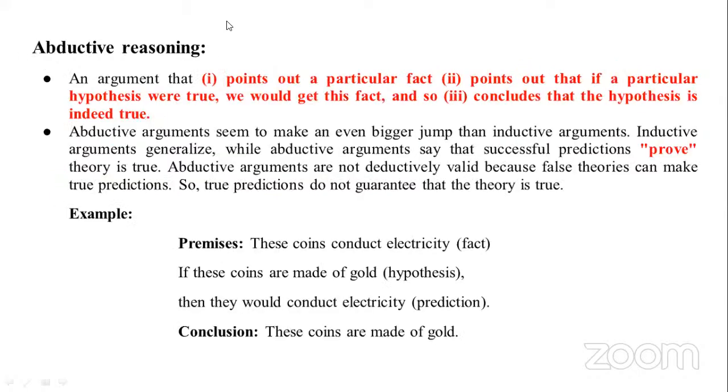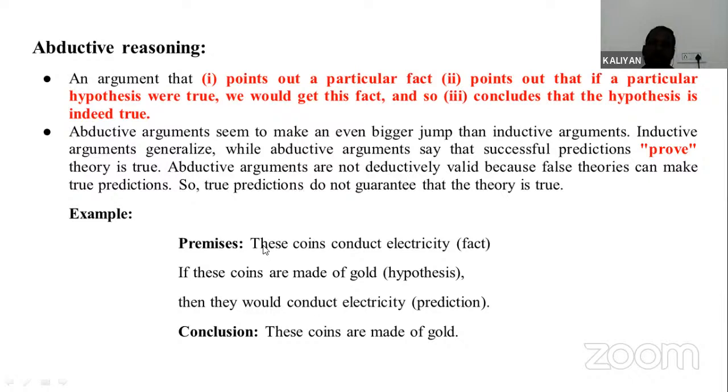Yes. And the third one is abductive reasoning, an argument that points out a particular fact, or points out that if a particular hypothesis were true, we would get this fact. The third condition is to conclude the hypothesis is indeed true. So we try to prove that the particular argument is true or false. An abductive argument seems to make a bigger jump than an inductive argument. The main idea is that a successful prediction proves the theory is true.